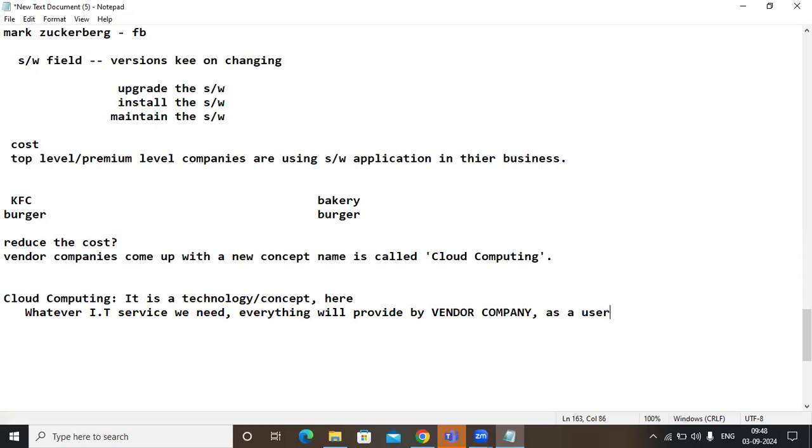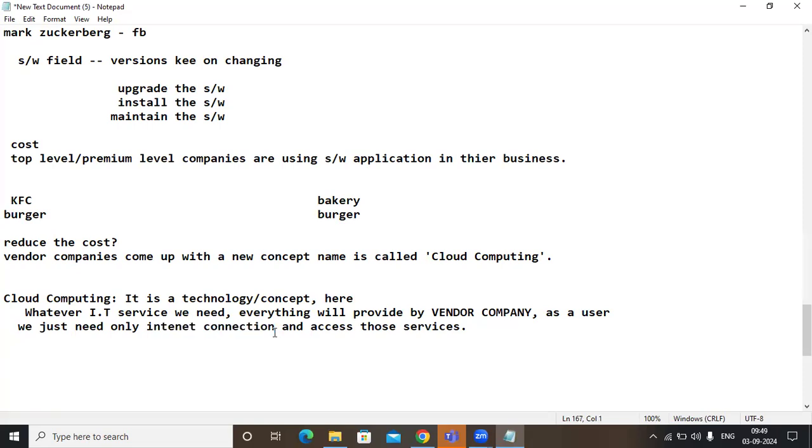As a user, we just need only an internet connection and access those services. Do you understand this point? Whatever IT services we need, everything will be provided by whom here? Vendor company. As a user, we just need only an internet connection and access those services. Means all services are provided by the vendor company. If you want to access these services, we just need only internet service. If we have internet facility, we can access all the services, whatever you want.